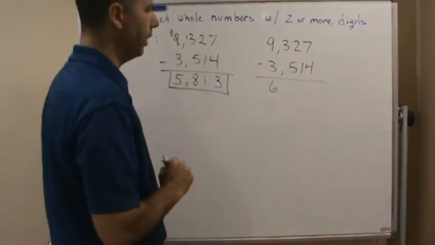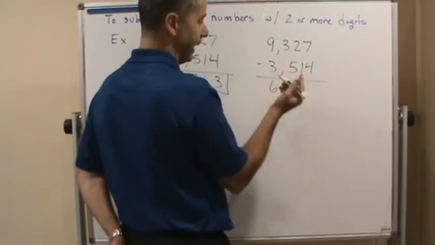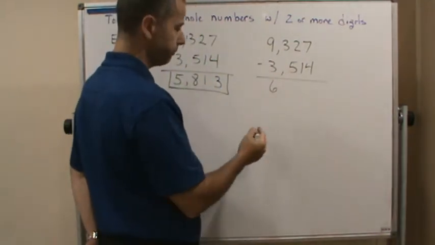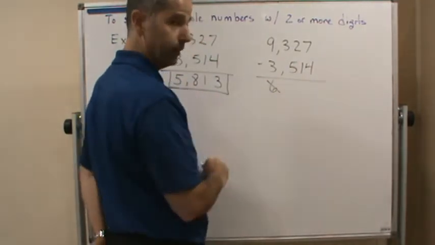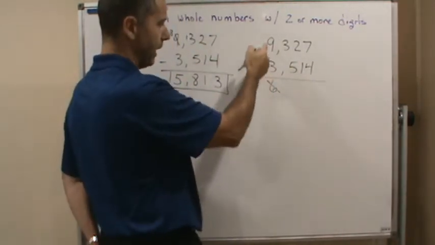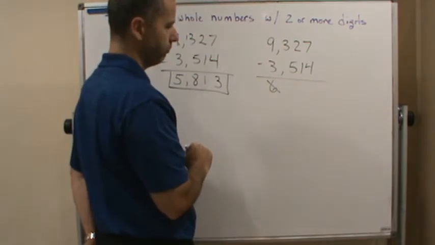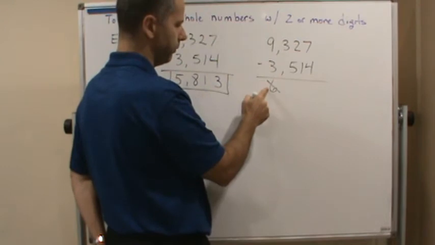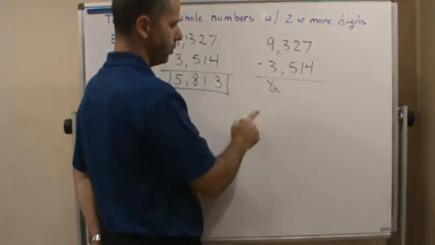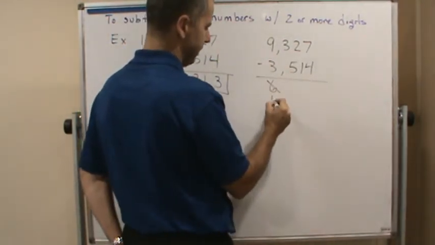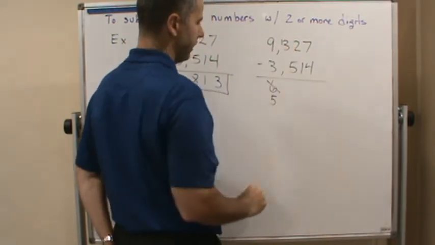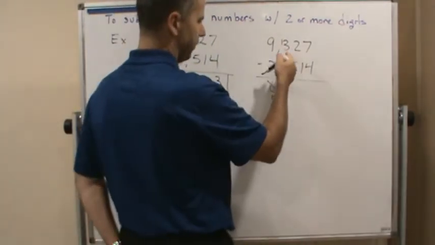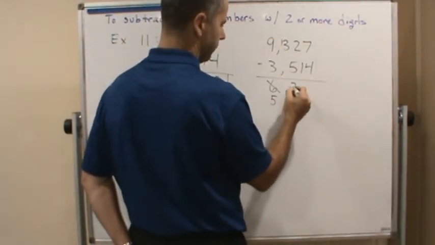Okay? But then we come over here, 3 minus 5. I can't subtract 5 from 3 again, right? So I'm going to borrow. I'm going to borrow from the 6. It really doesn't matter which one I borrow from here. I could borrow from this one or I could borrow from this one. So I'm going to borrow from the 6. That makes it 5. And so that becomes 13. So then again, 13 minus 5 is 8.